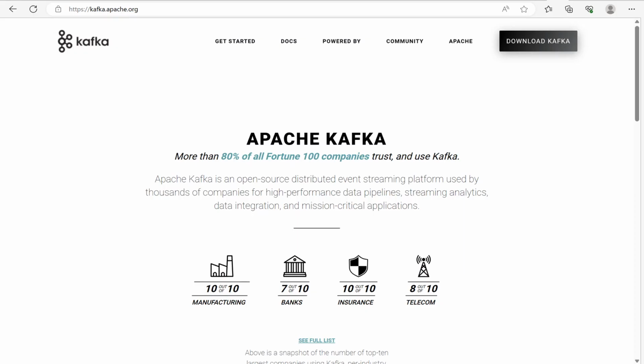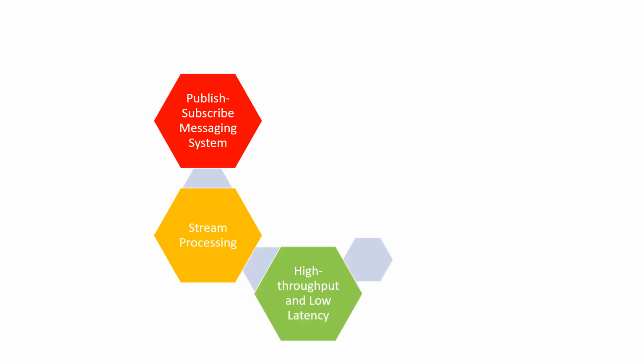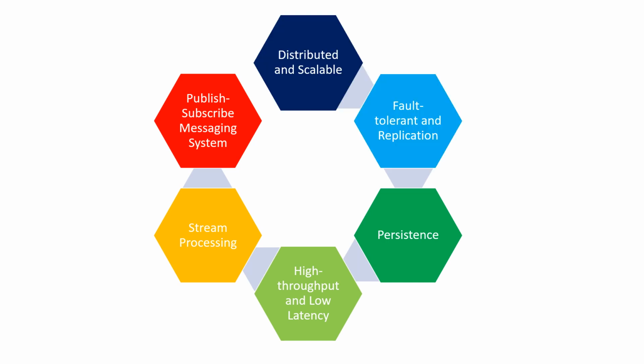What is Apache Kafka? If we go to the Apache Kafka website, we can see the definition here. Apache Kafka is an open source distributed event streaming platform used by thousands of companies for high performance data pipelines, streaming analytics, data integration, and mission critical applications. Kafka has several key features like publish subscribe messaging system, stream processing, high throughput and low latency, persistence, fault tolerance and replication, and distributed and scalable.